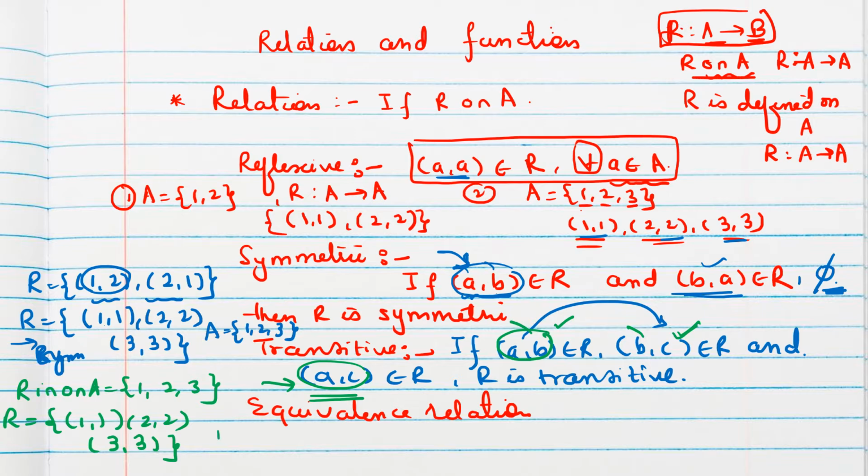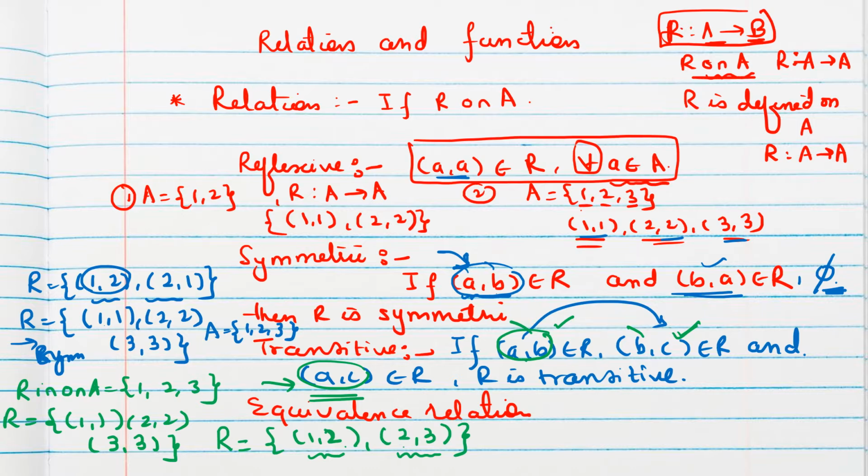But if we get one relation where you will find 1 comma 2, okay, 2 comma 3, that's it. So a comma b type is there, 1 comma 2, and b comma c type is also there, and 1 comma 3 is missing. Okay, so if these two elements are there and a comma c type will be missing, then we will say it is not transitive.